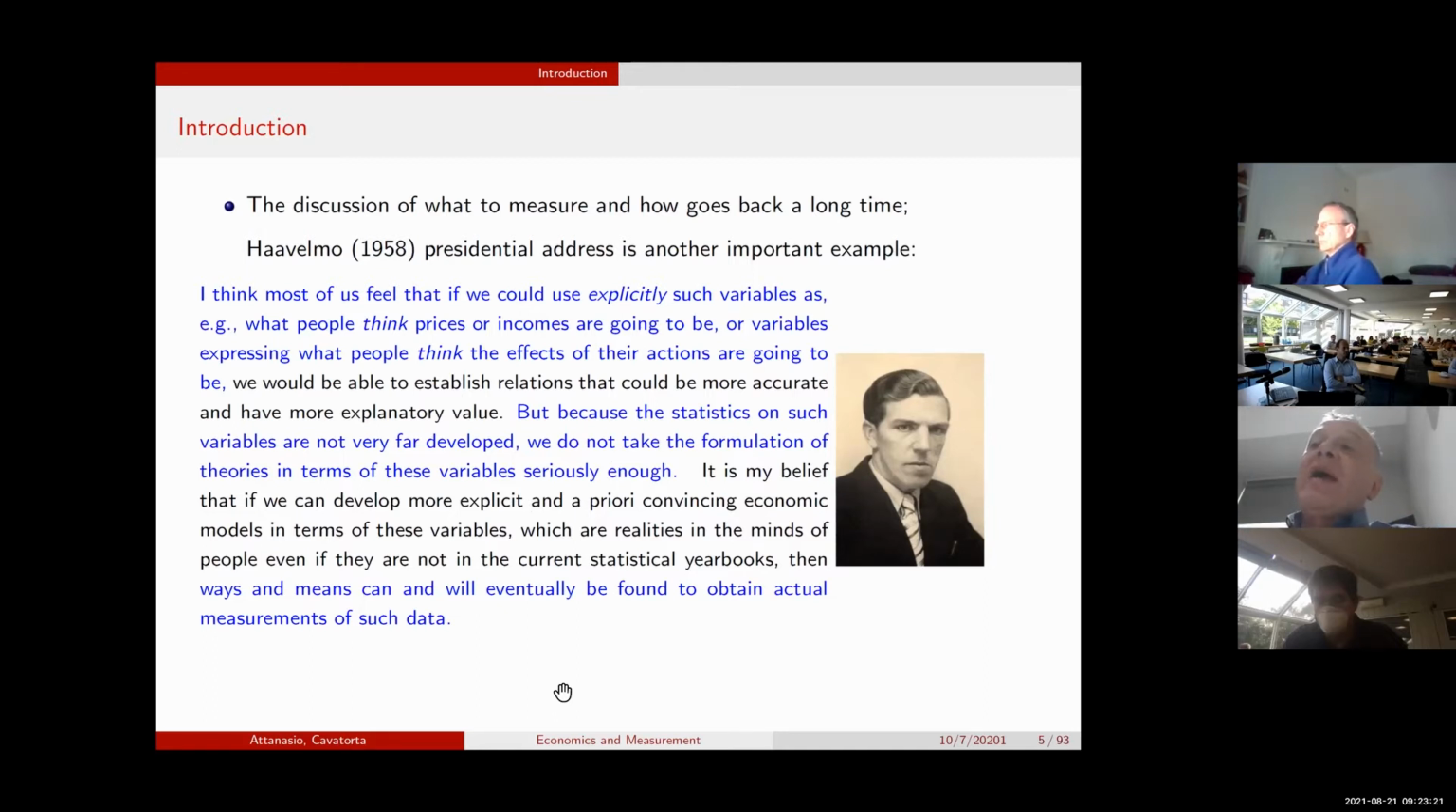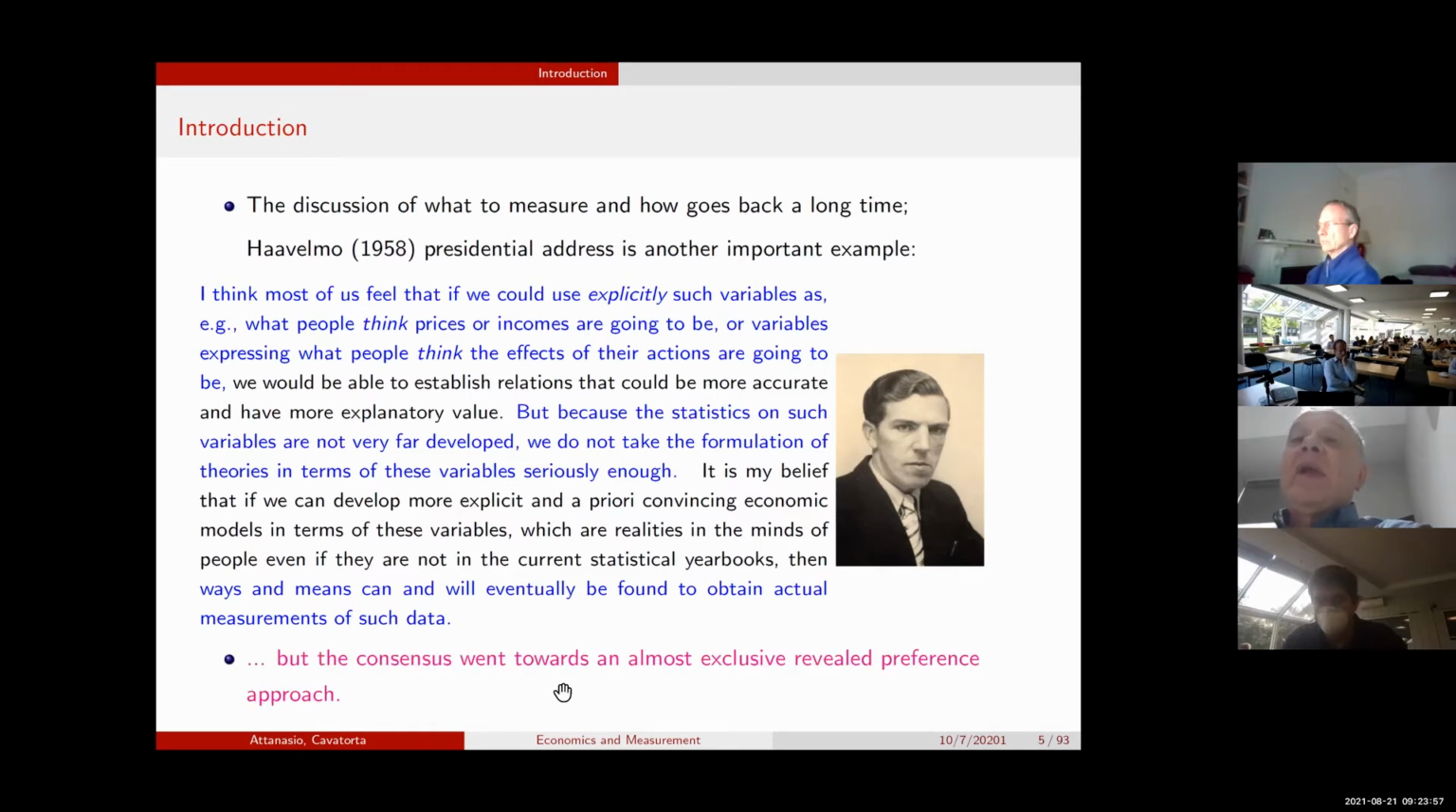And they actually flip the argument on its head, and he says, the last part of the quote: it is my belief that if we can develop more explicit and a priori convincing economic models in terms of variables, these variables are hypothetical and intentions and the like, then we will eventually find methods to actually measure these objects.